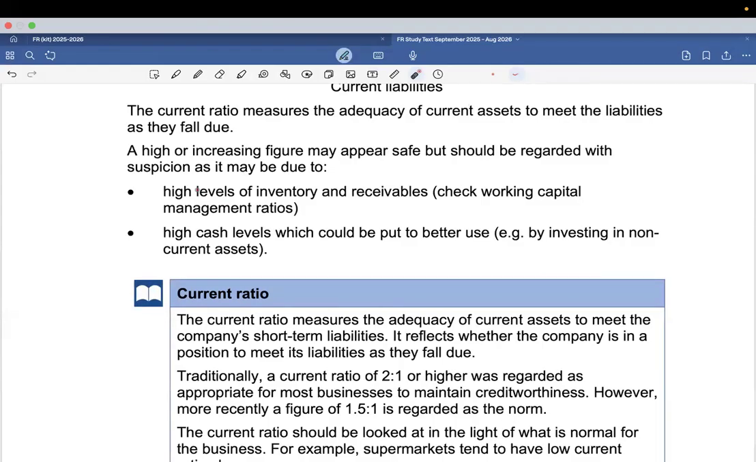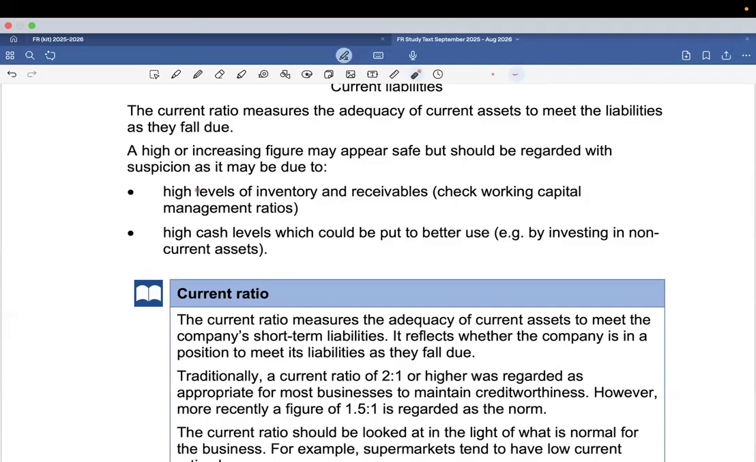When you say high or low, are we comparing the number based on the prior period? Yes, basically comparing it to the prior period is the indicator. That means it shouldn't be too high. Current asset should be minimal.